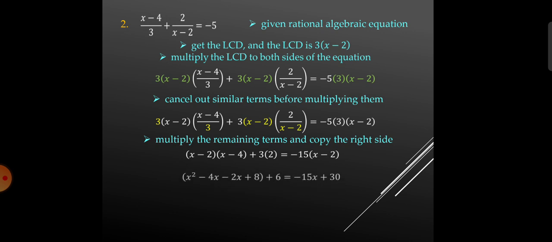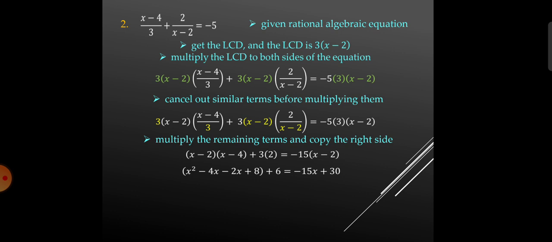Then, ang duha ka binomial nga x minus 2, x minus 4, that is FOIL method. The result is x squared minus 4x minus 2x plus 8. Kay, again, x times x, x squared. X times negative 4, negative 4x. Negative 2 times x, negative 2x. Negative 2 times negative 4, positive 8. Mao nang sa parentheses. Then, plus 3 times 2, 6.